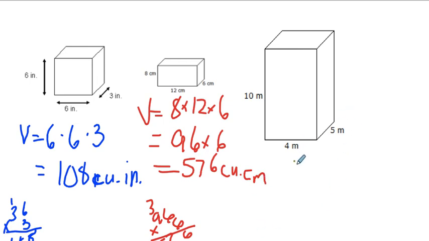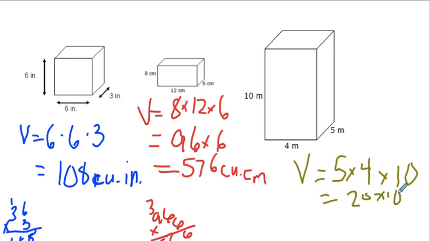Okay, and our last one here is a 5 by 4 by 10. And again, remember, it doesn't matter the order of the numbers you're multiplying because of the commutative property of multiplication. So 5 times 4 is 20, and 20 times 10 is 200. And my measurement is meters, so it's cubic meters, 200 cubic meters. It takes 200 of those little cubic meter units to fill up, and there'll be 200 of them in here. All right, go ahead and do your practice problems and see how well you do.